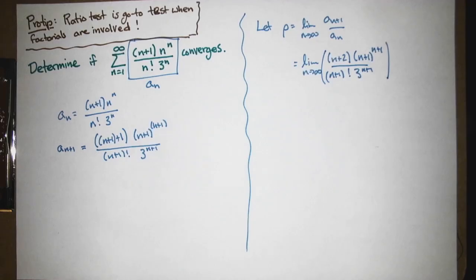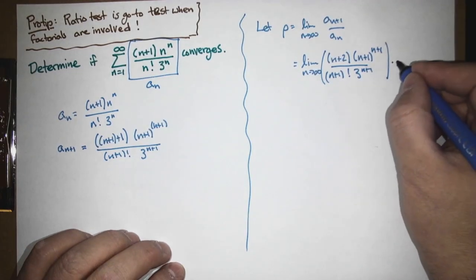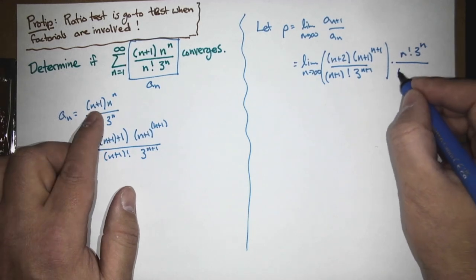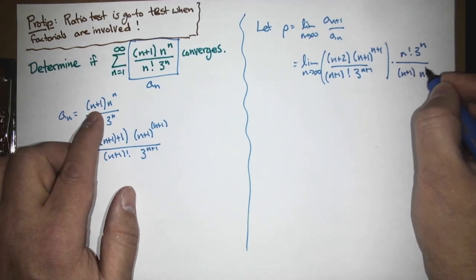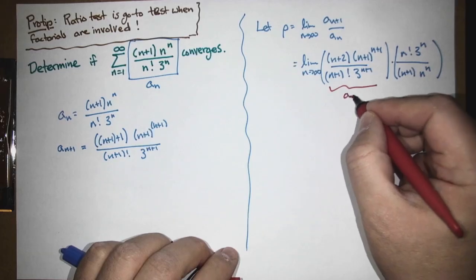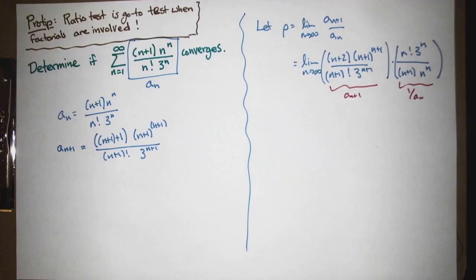But the thing is, a n is a fraction. If I want to divide by a n, that's the same as multiplying by the reciprocal. So we're going to take a n and flip it. And so we're going to get n factorial, 3 to the n. Then downstairs in n plus 1, n to the n. All right. So here's our a n plus 1, our 1 over a n. Okay. What should we do next?